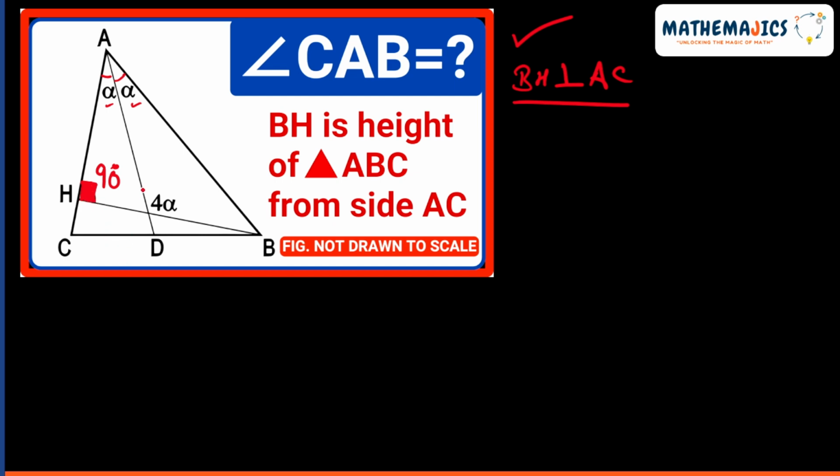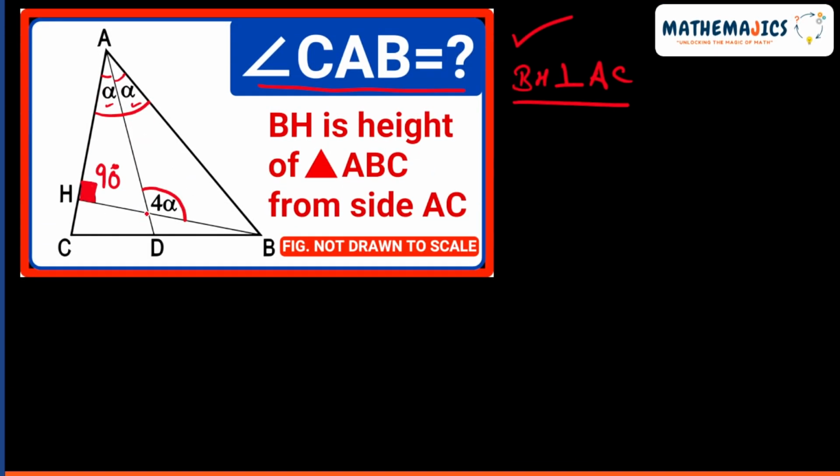Apart from that, we are given this angle as 4 alpha. Correct? And what do we need to find out? We need to find out angle CAB. That means CAB, this angle we need to find out. Correct? So let's see how we can find this angle.